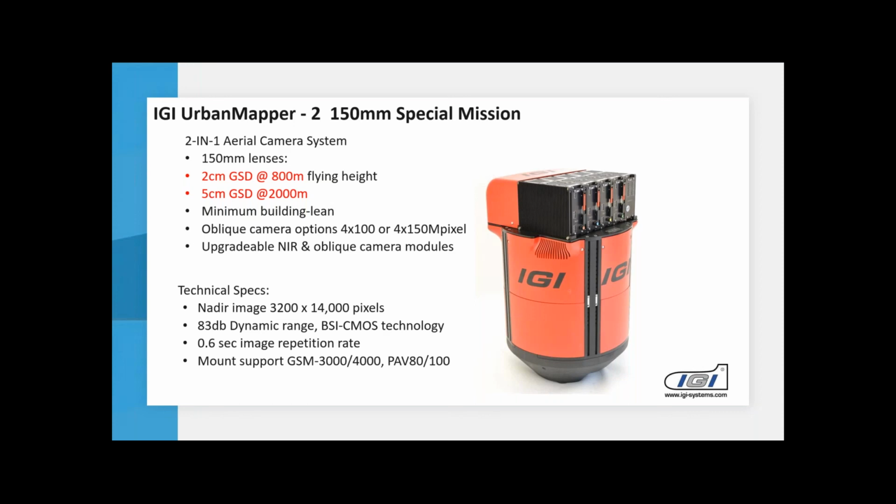It has been specially built for a customer who is operating in Eastern Europe, and they had the need that they were not allowed to fly below a certain flight level over large cities. But they still wanted to keep a high GSD, and with the 150 megapixel sensor and 150 millimeter lens, this is easily possible. In addition, what is quite nice is that you get a very small building lean, especially if you go to very large buildings, so that you really can see nicely into all the urban canyons.